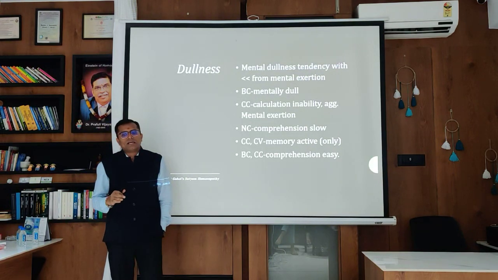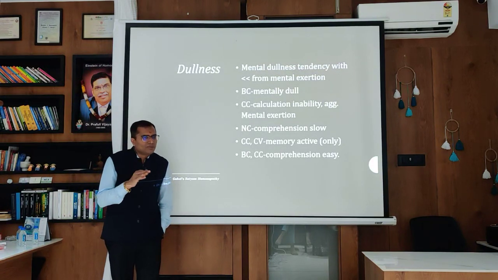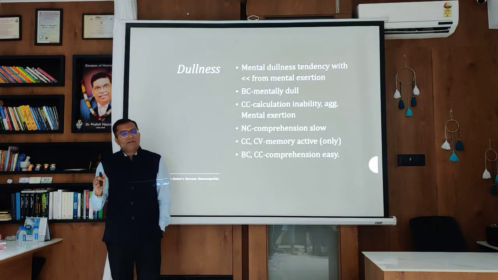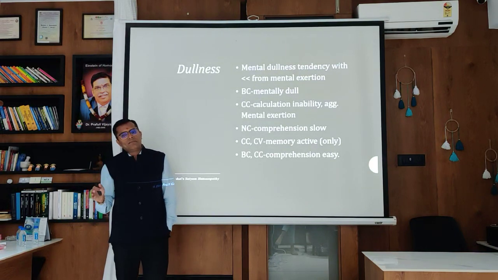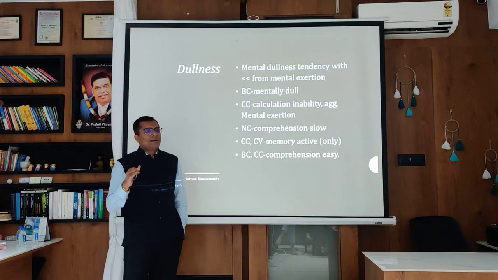What happens in Baryta Carb? Baryta Carb is mentally dull. Calcarea Carb is calculation inability, and mental exertion aggravates. Natrum Carb, comprehension slow. Kali Carb, Carbo veg, memory active only.